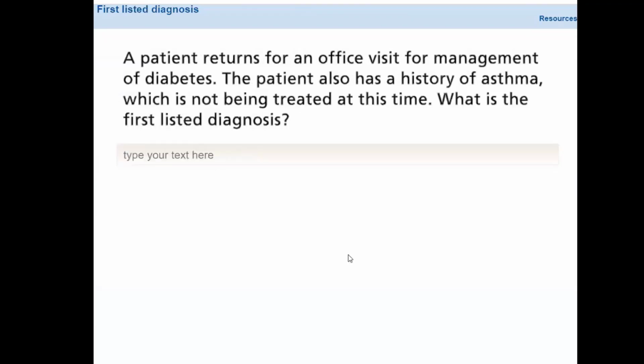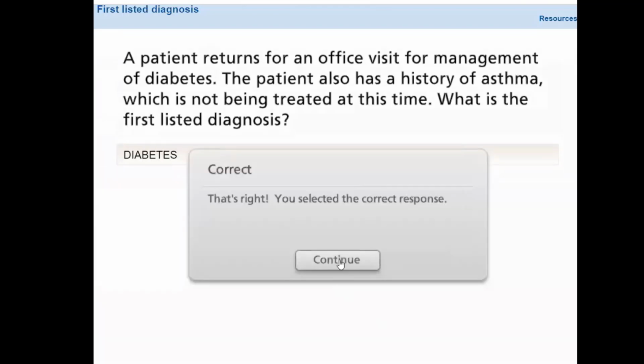A patient returns for an office visit for management of diabetes. The patient also has a history of asthma, which is not being treated at this time. What is the first listed diagnosis? Diabetes. Everybody agree with diabetes? Yes. And you guys are correct.